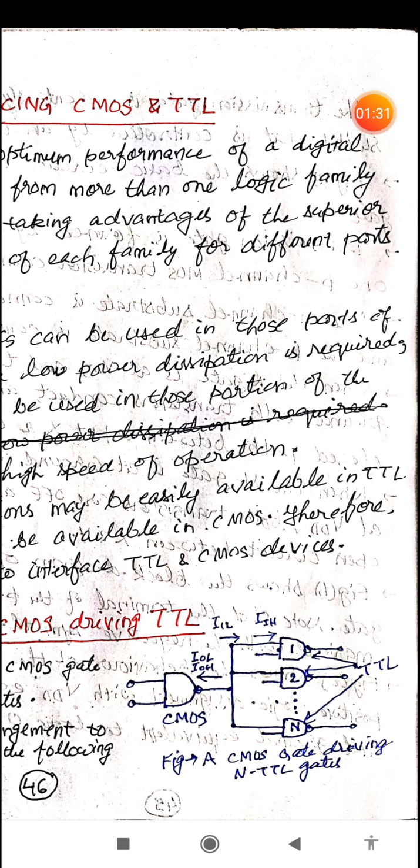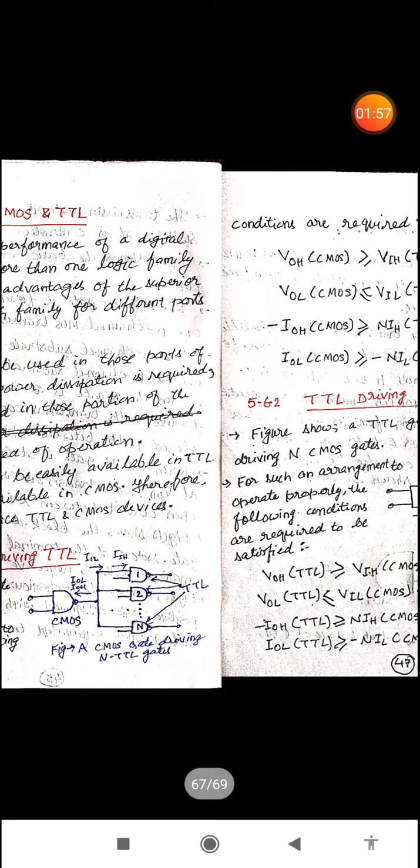See here, IIL, we have already discussed the meaning of IIL, input current for low level, IIH, input current for high level, IOL, output current for low level, IOH, output current for high level. So, VOH, output voltage for high level, VIH, input voltage for high level, VOL, output voltage for low level, VIL, input voltage for low level. Now, see the conditions. These are the conditions which must be satisfied.